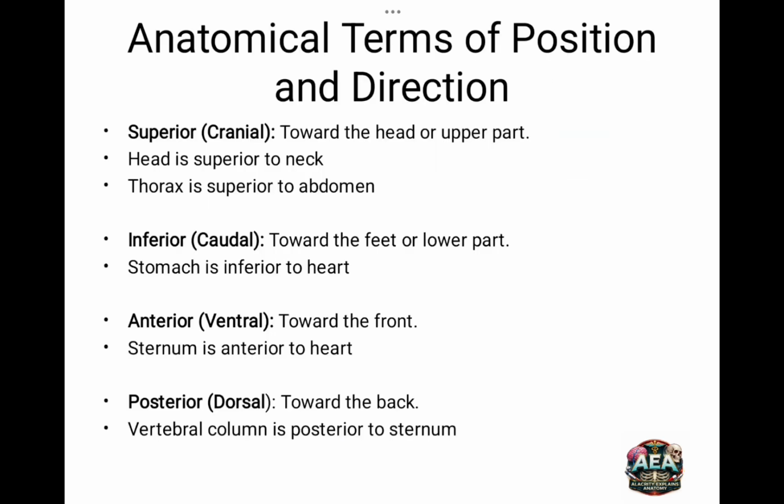It's very, very important. What are anatomical terms of position and direction? There are terms that are used in anatomy when talking about structures in the body. They describe position as well as direction, so that you'll be able to communicate among anatomists as well as doctors. So we have superior, which is towards the head or upper part. When you talk about superior or cranial, it means towards the upper part.